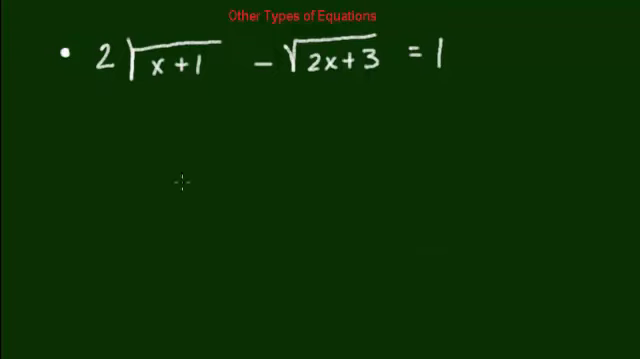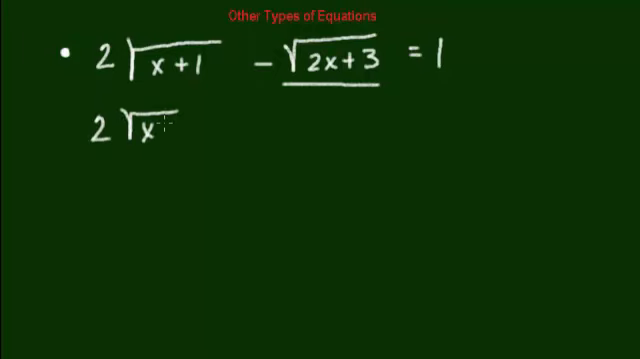The next example is rather messy. Anytime you have two square roots in a problem, it is very messy. The main thing is to get one square root all by itself. So I'm going to take this little guy right here, move him to the other side, and get him all by himself. And I'm going to bring the 1 over.